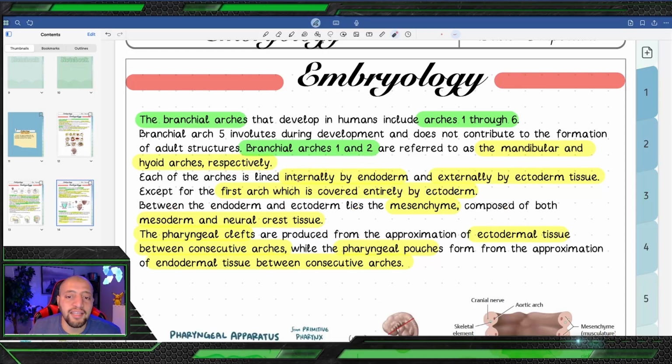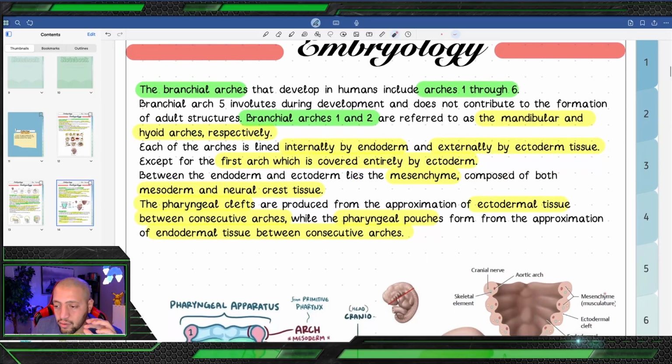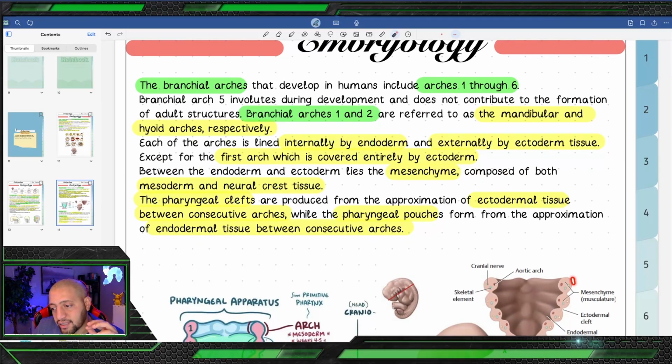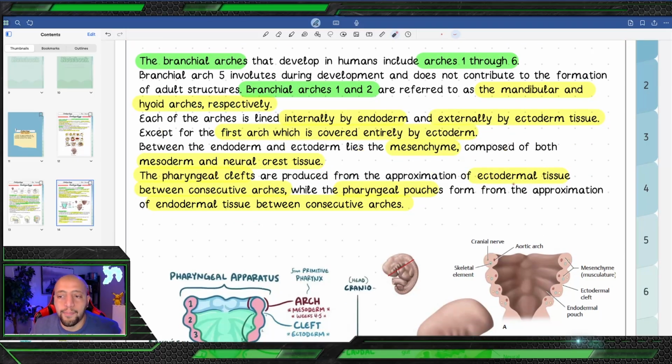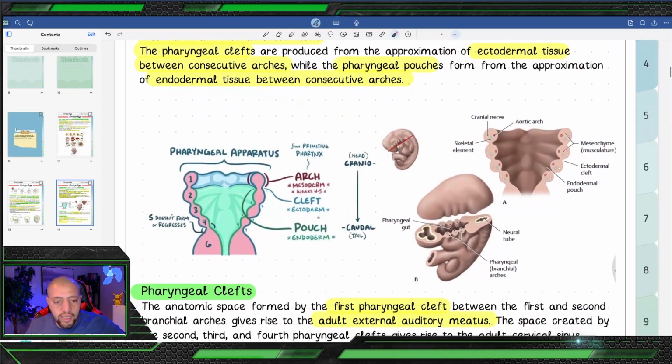Each of the arches is lined internally by endoderm and externally by ectoderm, except the first pharyngeal arch, which is covered entirely by ectoderm. So when we speak about the first pharyngeal arch, here it has ectoderm and here it has ectoderm. But it still has the endodermal pouch, not the endoderm, the first pharyngeal arch pouch and first pharyngeal arch cleft from the other side. Okay, the pharyngeal cleft, which we said is coming from ectoderm on the outer side, is produced from the approximation of ectodermal tissue between consecutive arches, while the pouch comes from endoderm on the inside. So I keep repeating the same information in a different way just to make sure you catch it.